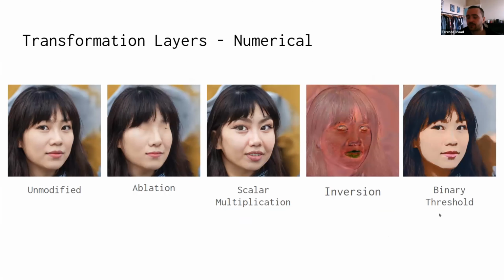So we have three different categories of transformation layers. The first is numerical. These are just applying simple numerical filters to each individual pixel or activation node. And so we have ablation, which is basically multiplying by 0. So that's turning it off. We've got scalar multiplication, which can be multiplied by any real number. Inversion, so we just do 1 minus the activation. And then a binary threshold, which is just if it's above a certain threshold, we make it 1. If it's below a certain threshold, we make it 0. It's also referred to as posterization.